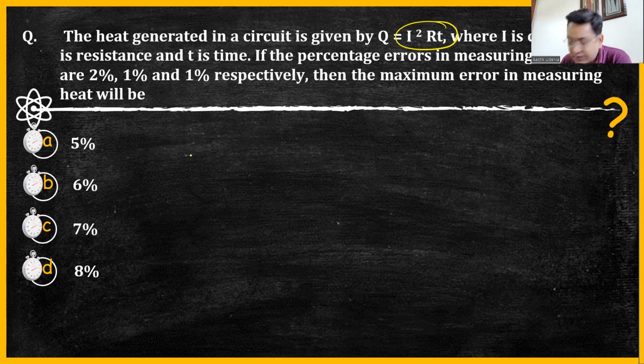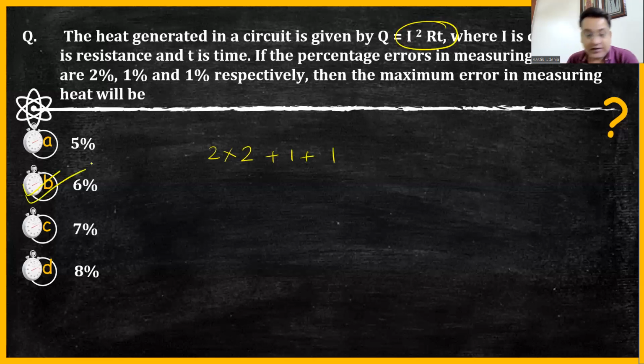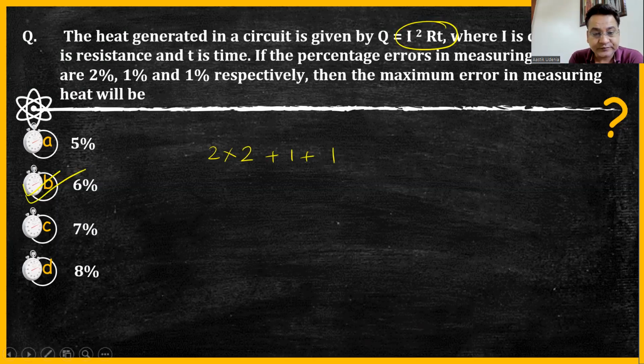So the percentage error in the calculation of heat will be 2 times percentage error of current plus the percentage error in resistance plus the percentage error in time. So the answer would be 6%. Option B, yes or no? Yes, sir. Next one.